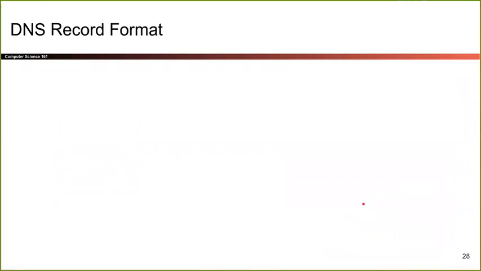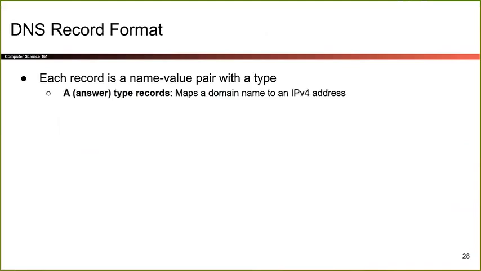Okay, so what does a record actually look like? Well, as we said, there's a name-value pair, but there's also a type associated with it. So it's actually name value plus a type. And depending on the type, the name and the value have different meanings. So for example, there's one called A, stands for answer. These are used for answers. So in an A type record, the name is a domain name and the value is an IPv4 address. That's a record, right? And the type tells us that if you look in the name column, you'll see a domain name. If you look in the value column, you'll see an IPv4 address. So that's what the type tells us.